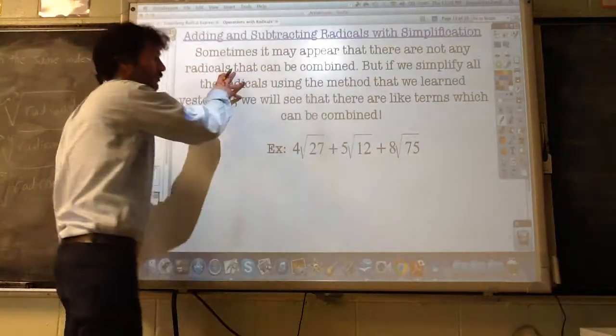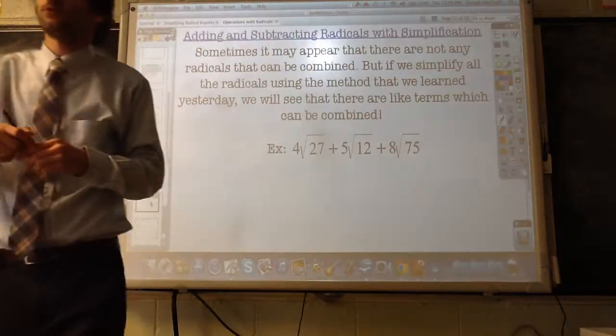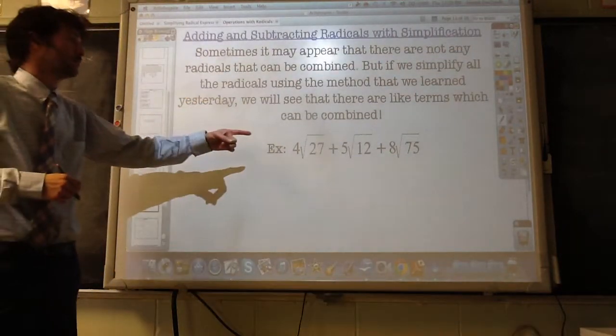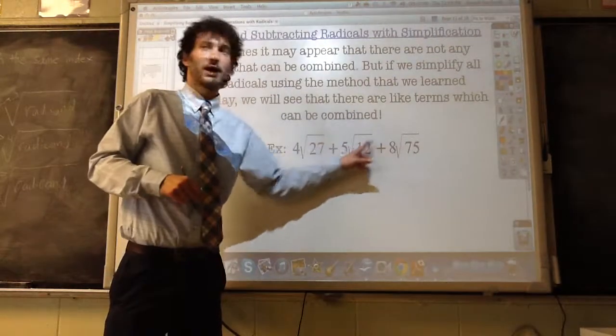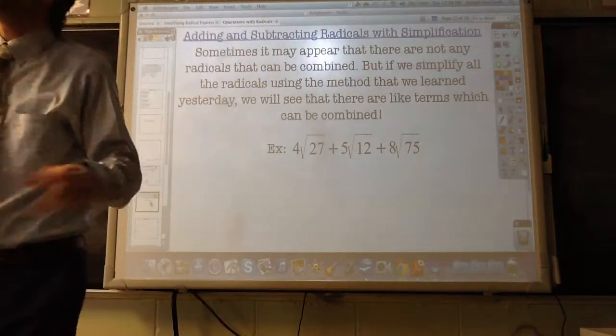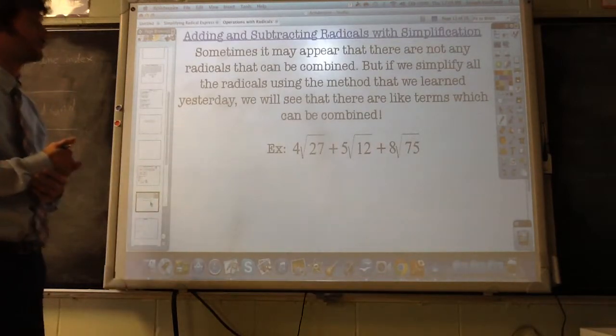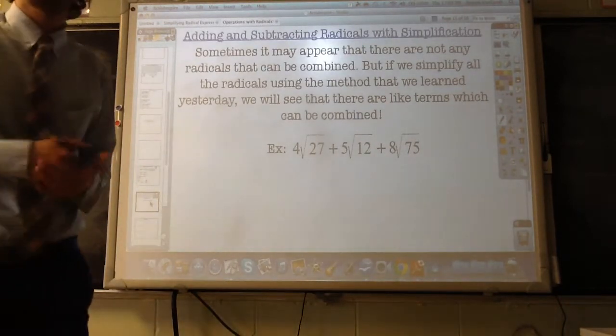We combined like radicals, but they were already like radicals. We could just look at them and see that. But if you look at this problem, it looks like there are no like radicals because none of the radicands match. What do you think I should do, Kai? You should simplify. I should simplify them first using the skills that we learned yesterday.